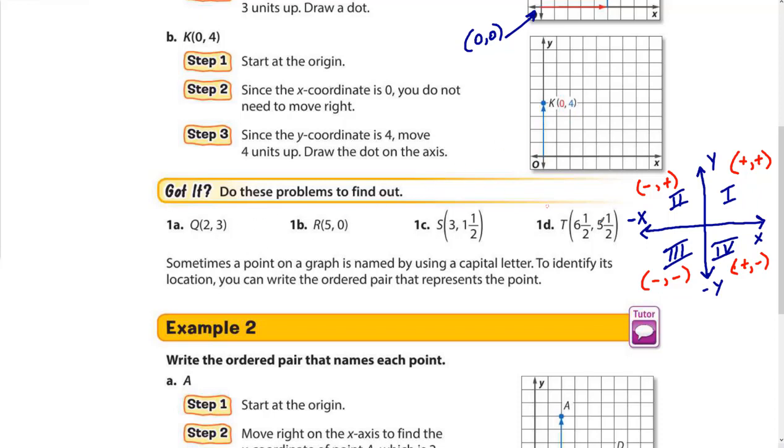Since all of these are positives, you will only need to draw quadrant 1. So pause the video now, draw yourself a quadrant 1 graph, and do those 4 Got It problems.